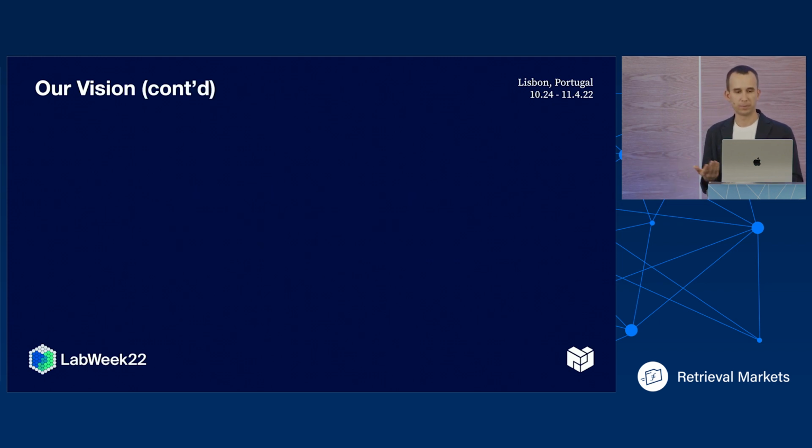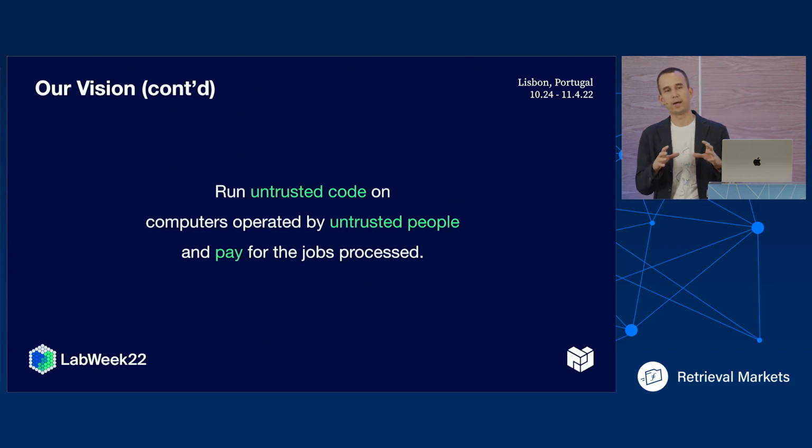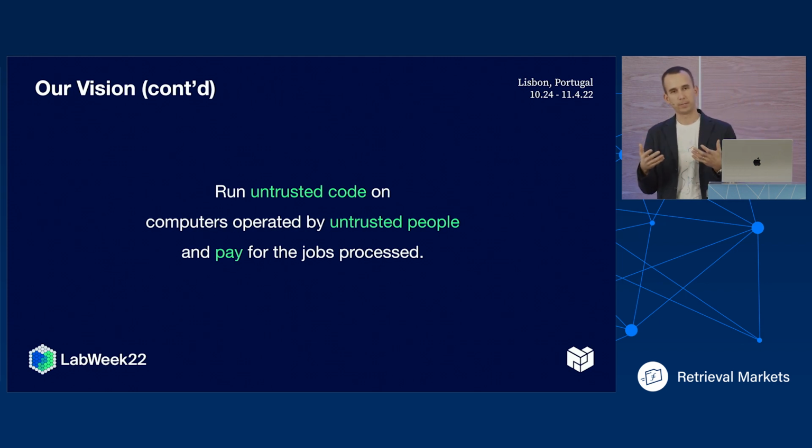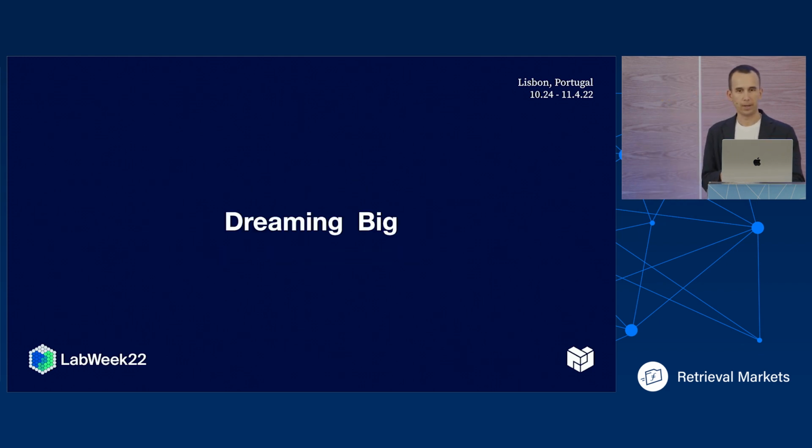So, perfect. But that's very high level, and if you are wondering how it works under the hood, what's the technology? The idea is we want to run untrusted code, meaning anybody can provide code to be executed on stations. Stations are operated by untrusted people. There is no contract saying they have to do what we are telling them, and we want to pay for jobs processed by stations. So this is quite tricky. And we are dreaming big.